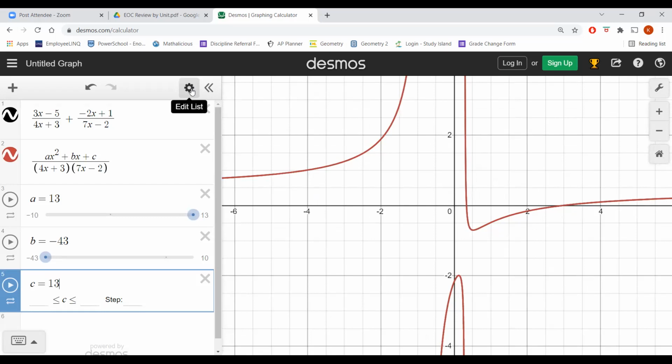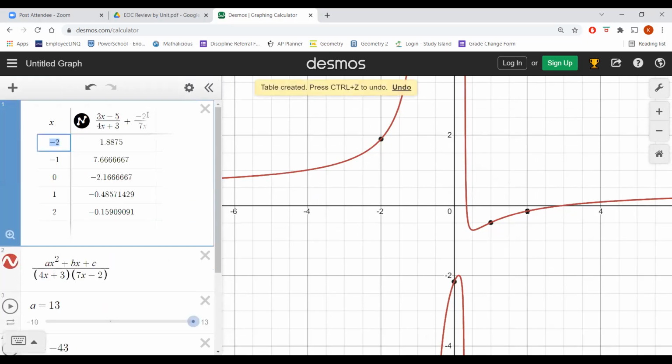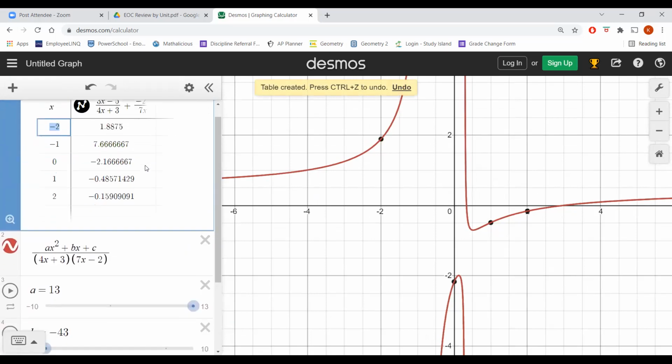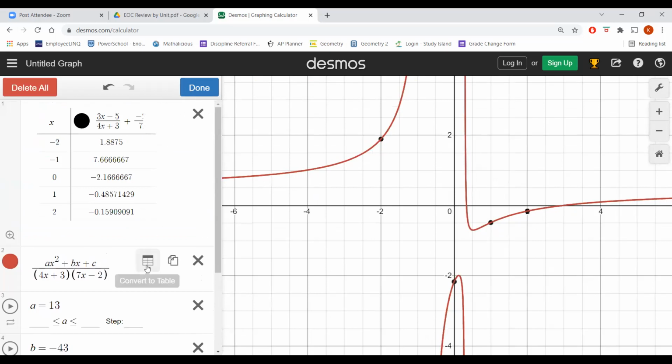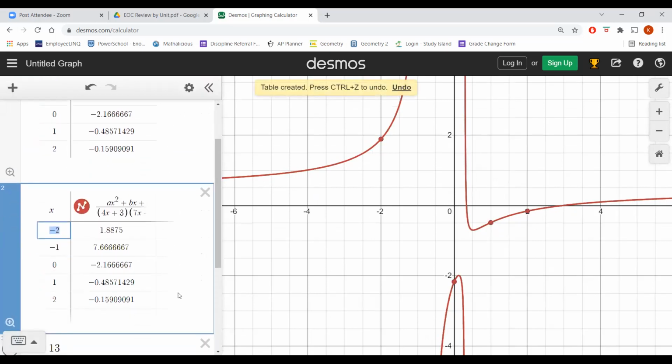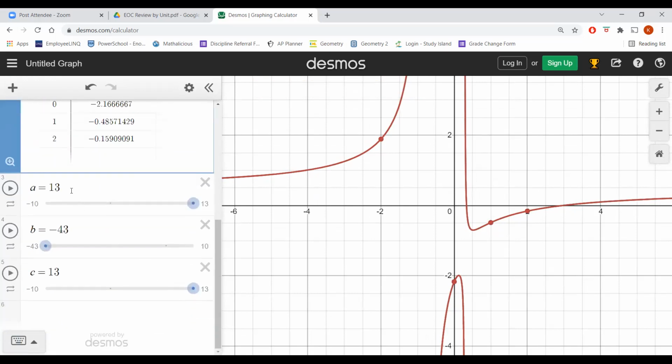What I'm going to do to make sure that these are really the right points is go up here and hit the list button, and we're going to look at this table. And then let's go down here and look at this table. Let's make sure they're the same numbers. Oh, look at that, folks. They are. So we just found the solution. 13, negative 43, and 13. That's the answer for that problem. So 13 for A, negative 43 for B, 13 for C.